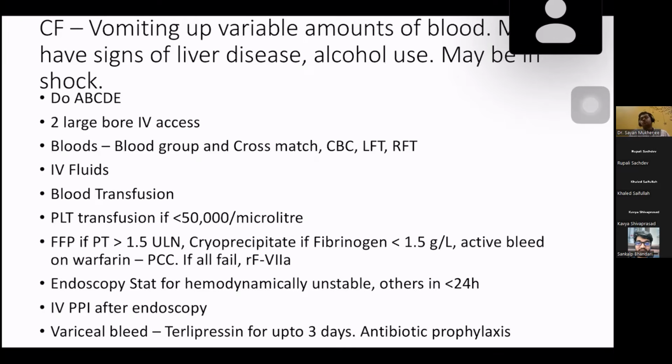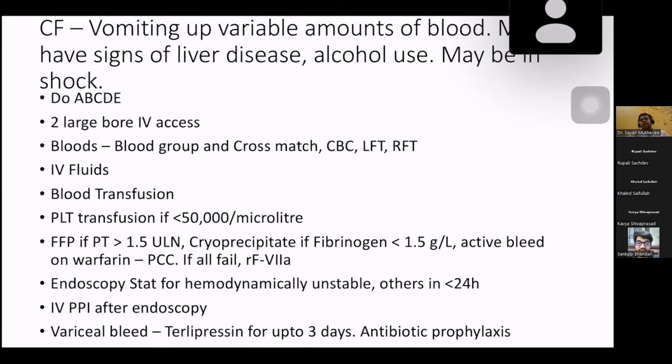So the basic that I'm going to cover is what you should do in the emergency room, because the definitive management is endoscopic management, which is something that the gastroenterologist would do. But what would you do in the emergency department? So Rupali must have taken this class on resuscitation and triage, where she talked about the ABCDE approach, which is airway, breathing, circulation, disability, and exposure.